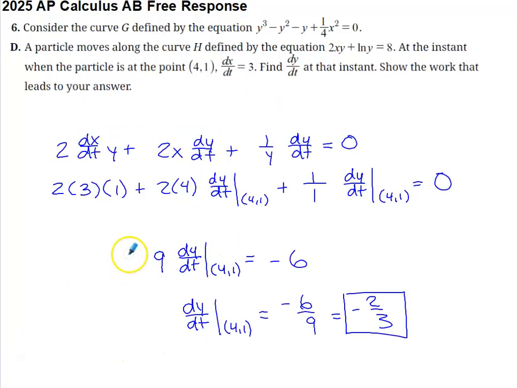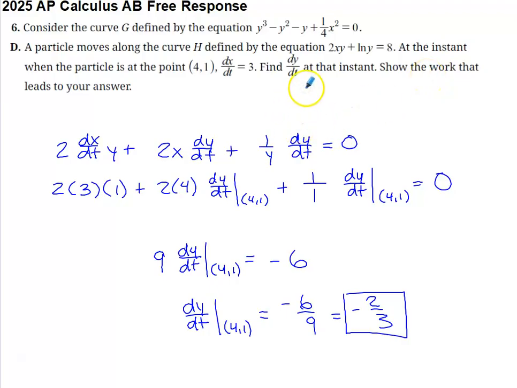Part D says that a particle is moving along a curve h. Curve h is defined by this implicitly defined equation. At the instant when the particle is at the point (4, 1), dx/dt, the rate of change of the x-coordinate with respect to time, is positive 3. We want to find dy/dt at that instant, and show the work that leads to our answer.